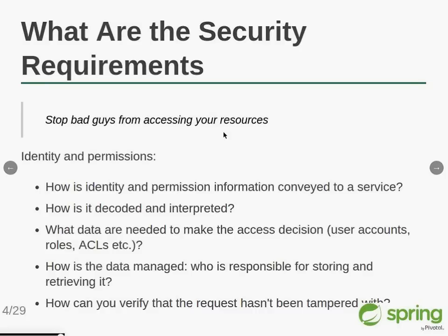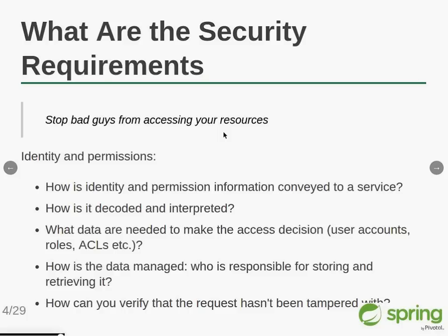So it's the usual security questions, right? The requirements are basically, stop the bad guys from accessing your resources. You've got two axes of that. In Spring Security, we tend to refer to them as authentication, which is identity, and authorization, which some people would call permissions. So the questions we have to answer basically come down to this. How is that information conveyed to the service that you want to interact with? And on the service, how is it going to be decoded and interpreted? I might be sending a token, for instance, in an HTTP request header. What's the service going to do to interact with that data?